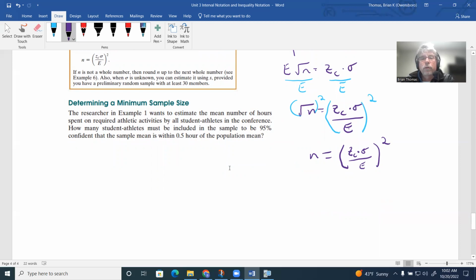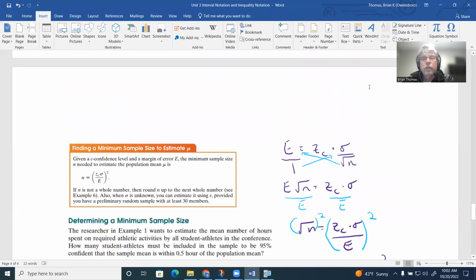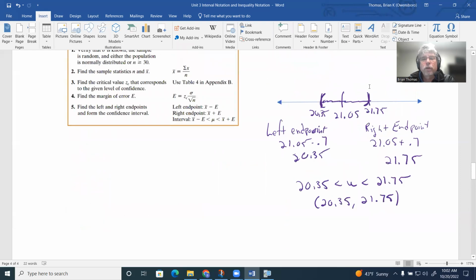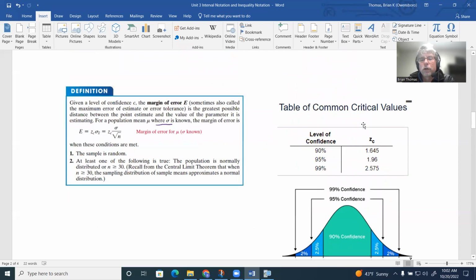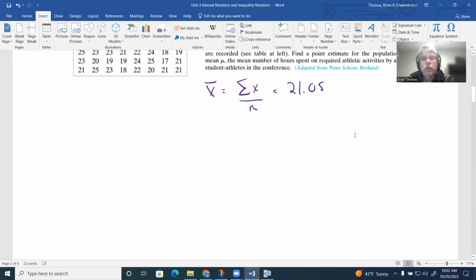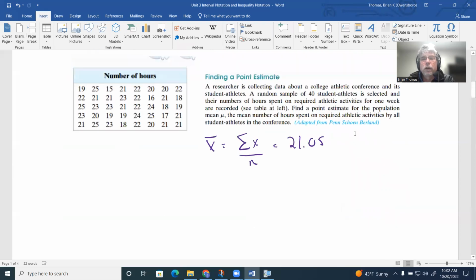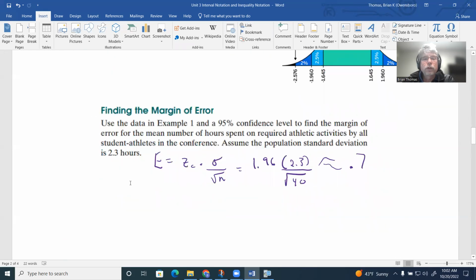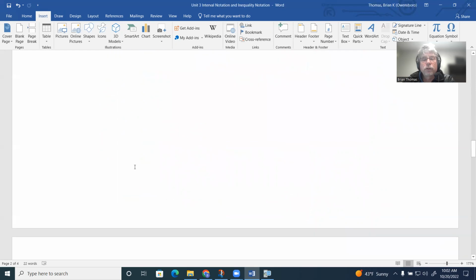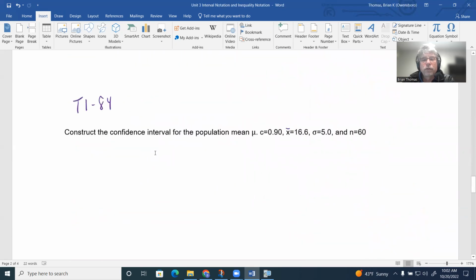So the z-score, the 95% comes into there. If we go back up to our sample, hopefully I still have that stuff present. In example 1, that was 1.96. We also had the mean was 21.05. Let's see what else they gave us. They also gave us the standard deviation to be 2.3. So they gave us some things here.